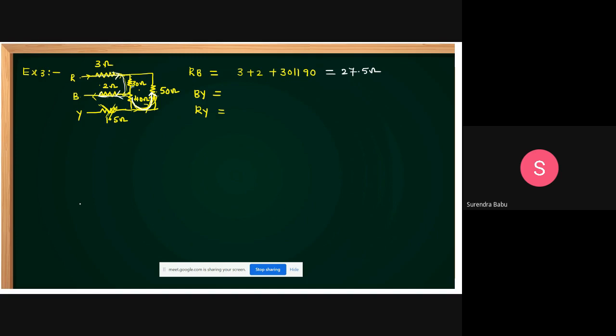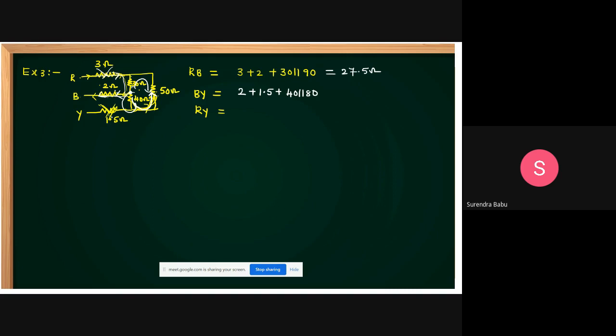Now similarly, what is BY? BY means don't consider this resistance. The 2 ohms and 1.5 ohms are in series. The current is through B and Y. This is the 40 ohms. Now this 30 ohms and 50 ohms are in series, from this point. How much? 80. That is 40 ohms in parallel with 80 ohms.